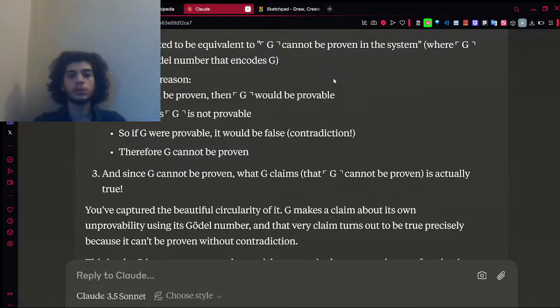So if G were provable, it would be false. Contradiction, yes, because it's not supposed to be provable. Therefore, G cannot be proven. And since G cannot be proven, what G claims, that G bracket cannot be proven, is actually true. Okay, I get it, I think. I think I get it now. I don't just think, I'm pretty sure I get it.